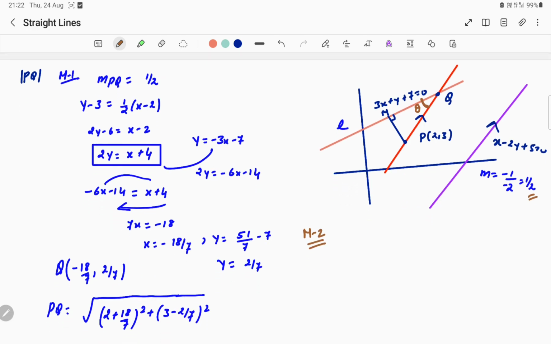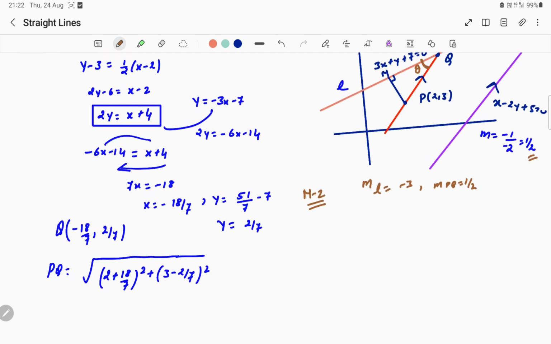You know the L line. So for the L line, what is the slope? The L line slope is minus coefficient of x by coefficient of y, so minus 3. And what is the slope of this PQ line? The slope of the PQ line is 1 by 2. Is it okay? So can you tell me what is tan theta?